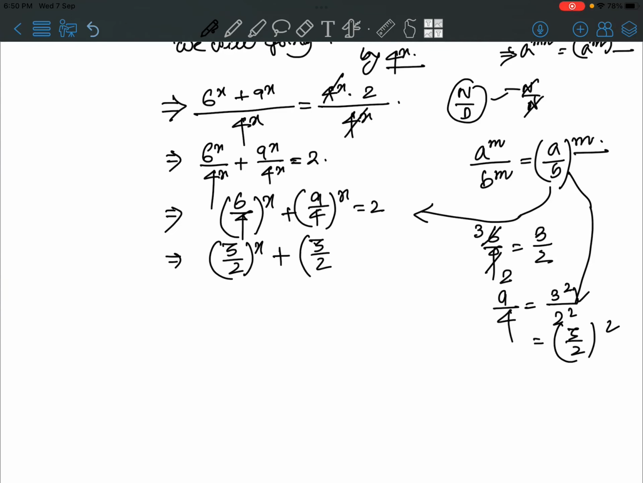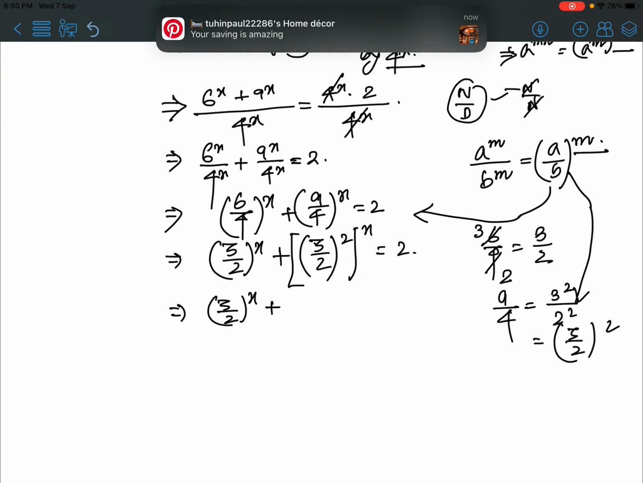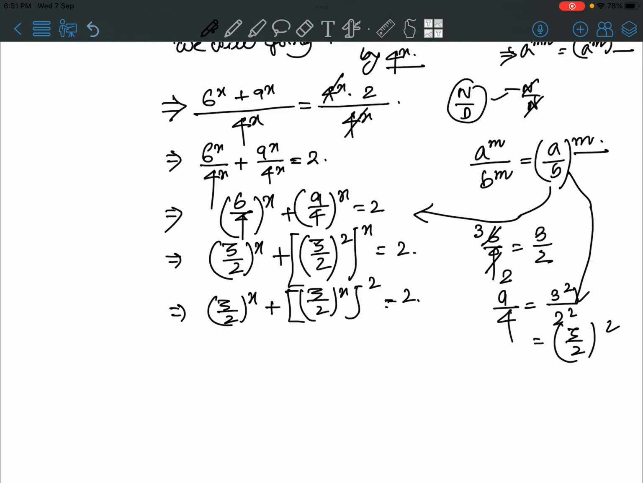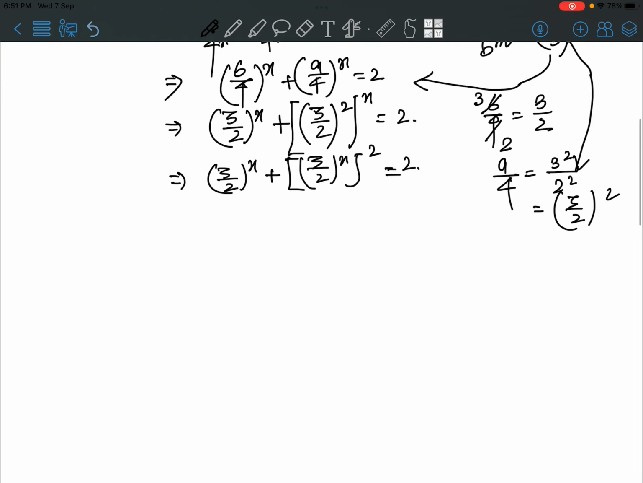So we are going to replace it: (3/2)^2 with (3/2) to the power x. Now (3/2)^2 plus (3/2)^x, we can write it as (3/2)^x whole squared equals 2. What are we seeing? We are seeing (3/2) to the power x. Now let's take m equals (3/2) to the power x.